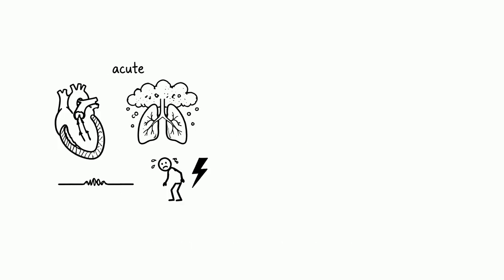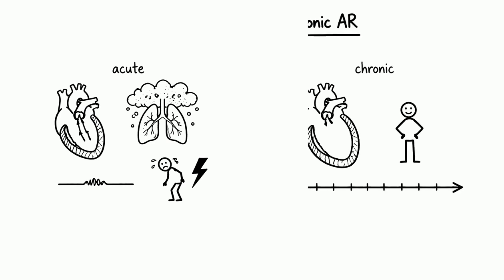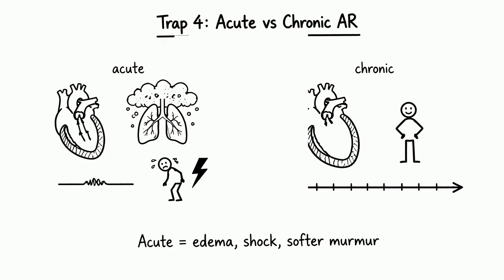Final trap, acute and chronic regurgitation present very differently. Acute AR gives no time for ventricular dilation or compensation. Chronic AR allows gradual dilation and years of tolerated overload. So acute AR may have pulmonary edema, shock, and a soft murmur.